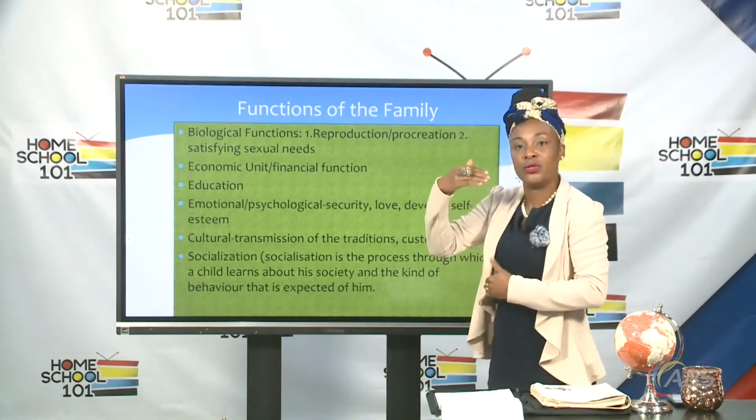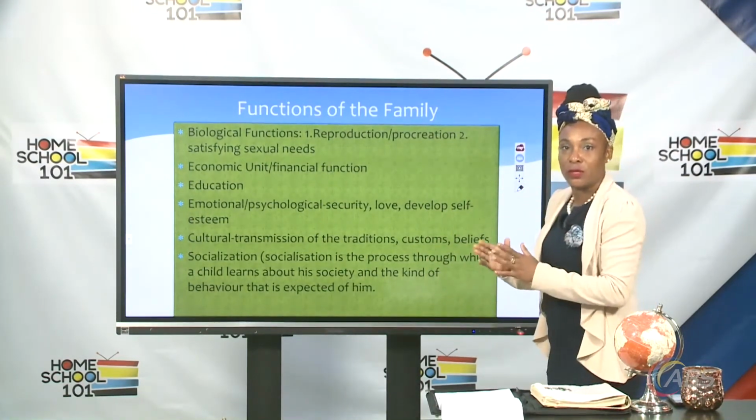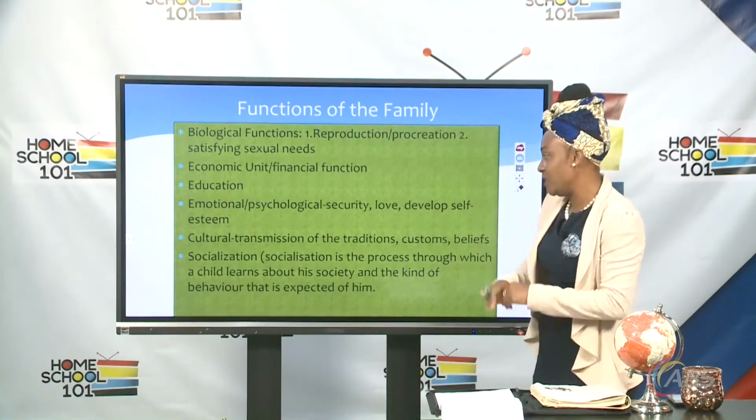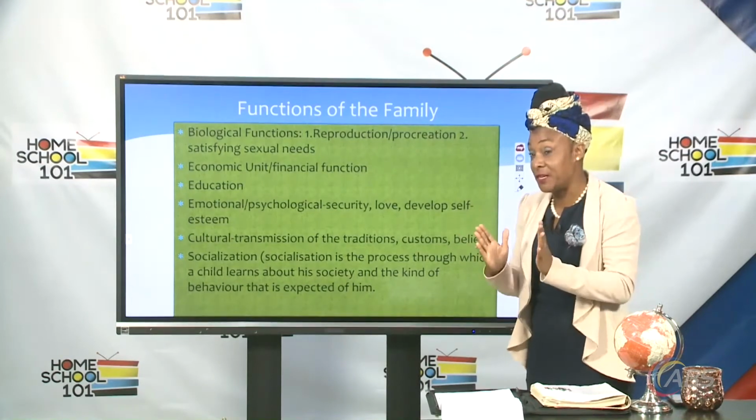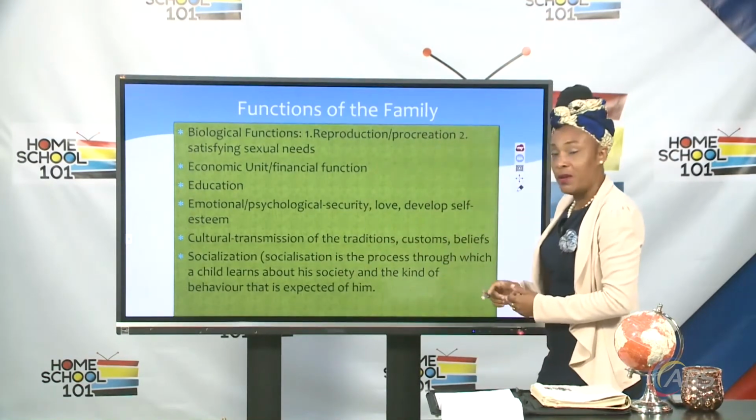And of course, they pass it on to their parents, and in turn, they pass it on to their children, and so forth and so forth. Okay? That is a cultural norm, that is a cultural belief of each family, and each family is different. Okay, socialization, all very important factors.